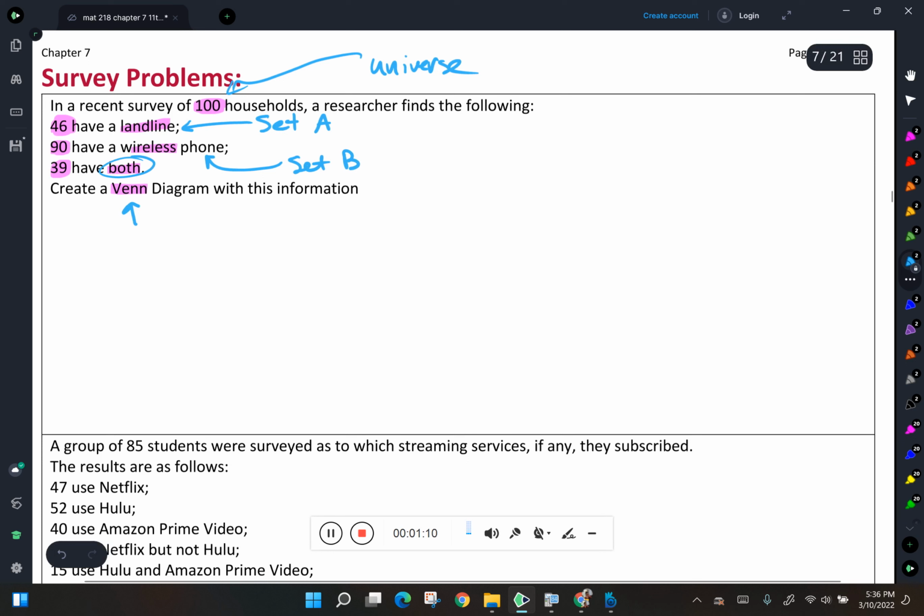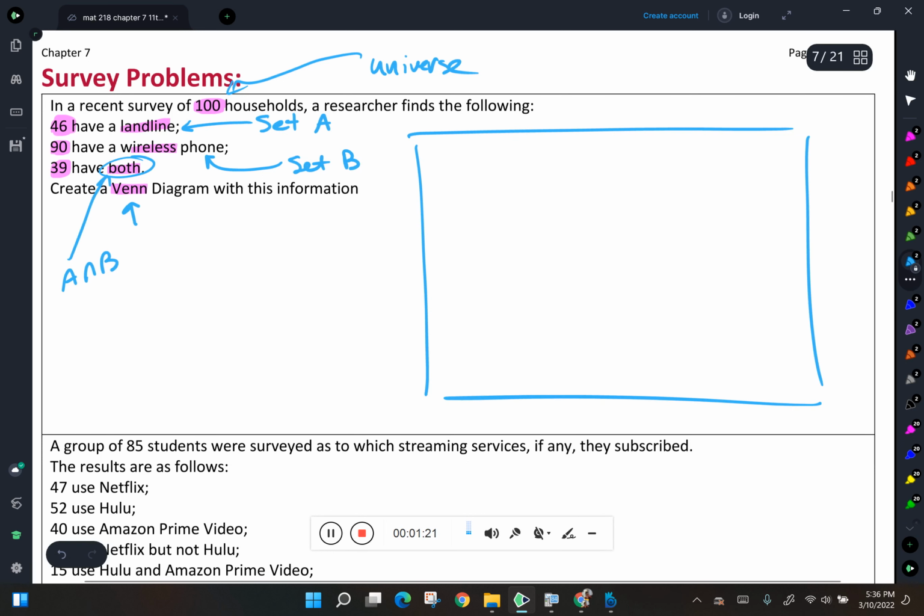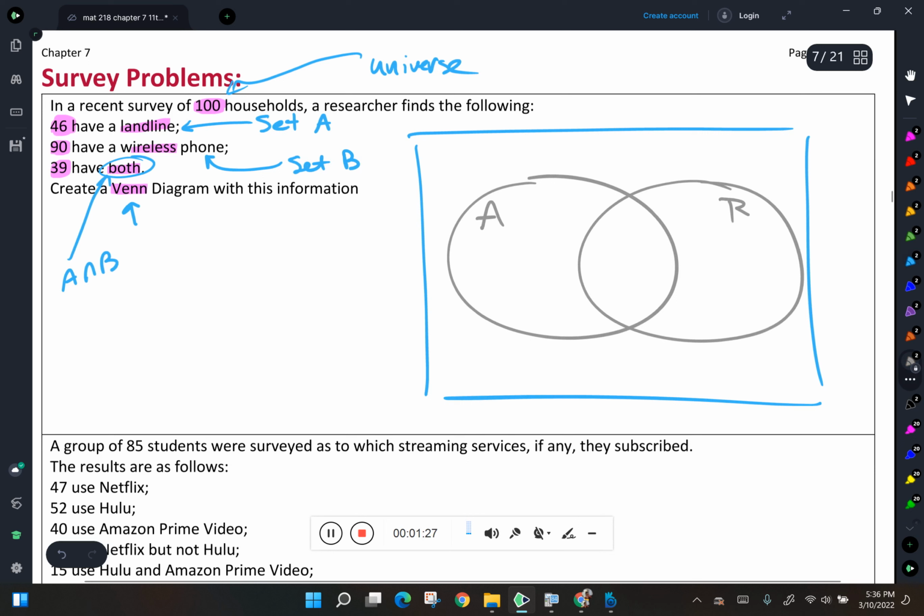The both here, what's both mean? Well, it means you have a landline and a wireless, so that's going to be the intersection of A and B. So I'm going to come over here, and I'm going to see if I can draw this. I have a set A, I have a set B, and I'm going to go from there.